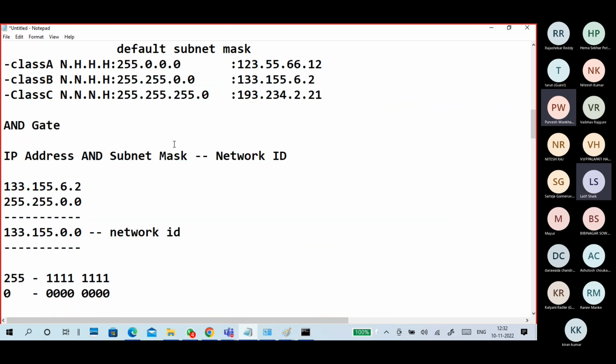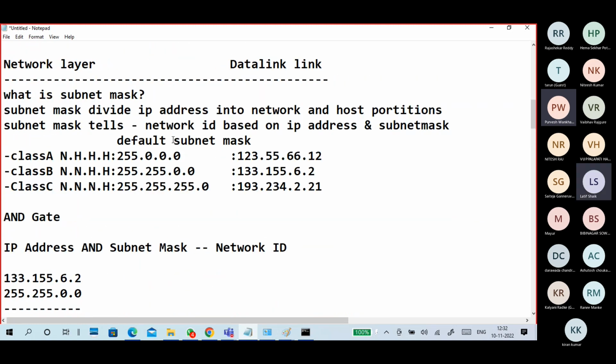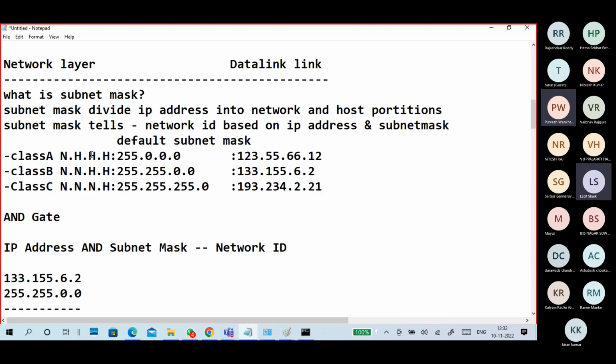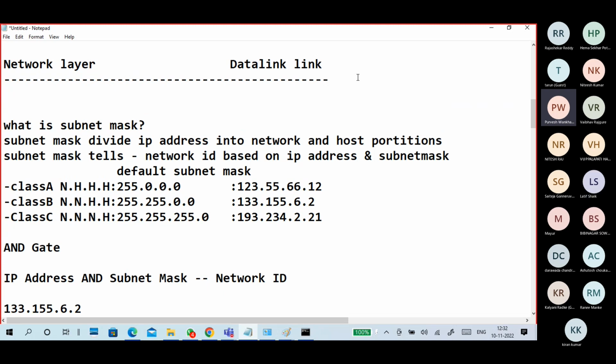So, IP address classes and ranges, that is also something we'll see.